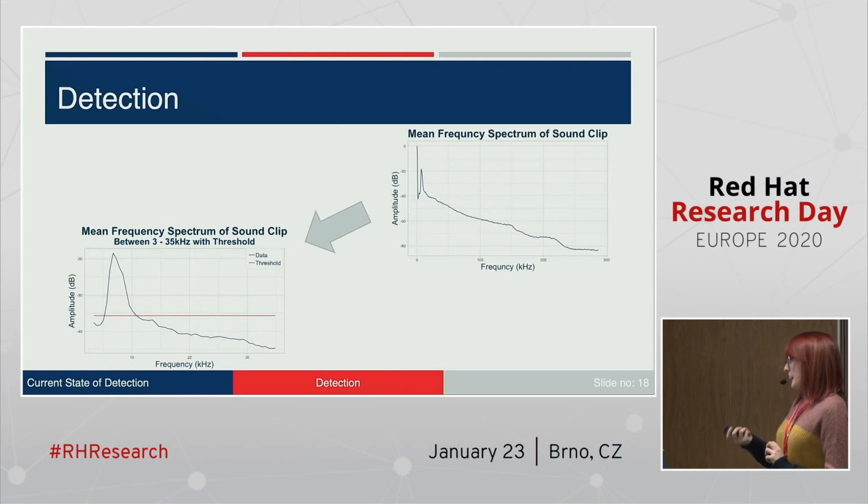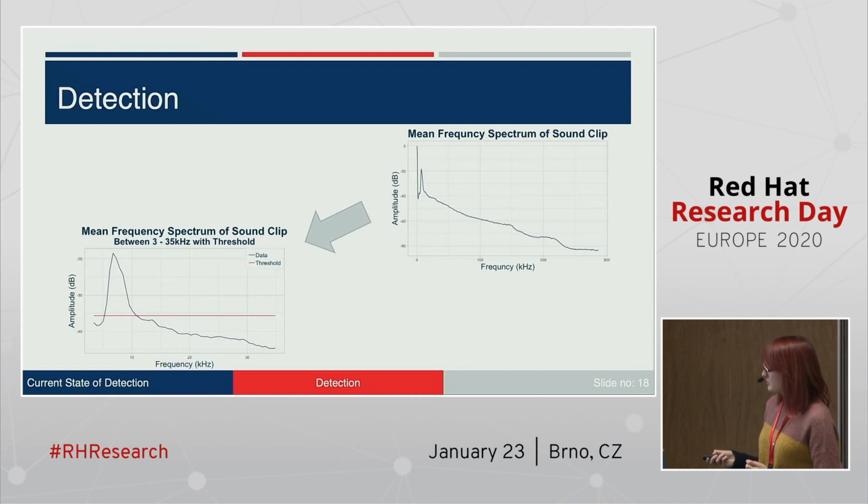I then calculated some form of threshold. This was just to get the average amplitude of the noise. I did this by taking the first 10 seconds of the 30-minute audio clip, splitting this up into the 1-second clips that I had, calculating this mean frequency spectrum for each of the seconds, looking just between the 3 and the 35 kilohertz range, and then taking the maximum amplitude.